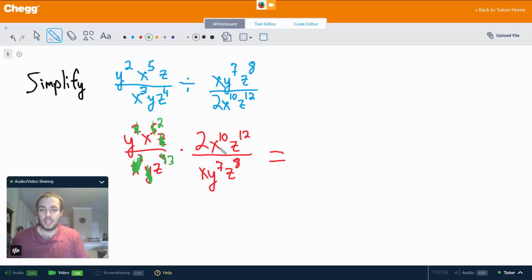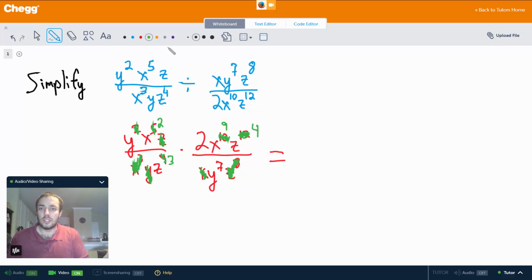And then what happens over here? Well, we have x to the 10th on top, and then just one x on the bottom, so this x cancels with one of these, and then we're left with x to the 9th. And then here we have y to the 7th, but there's no y up here, so there's really nothing that we can do with that yet. And then z to the 8th and z to the 12th, so we can get rid of the entire z to the 8th. And then this 12, because we have a 12 up here and an 8 down here, this 12 now becomes 12 minus 8, which is 4.